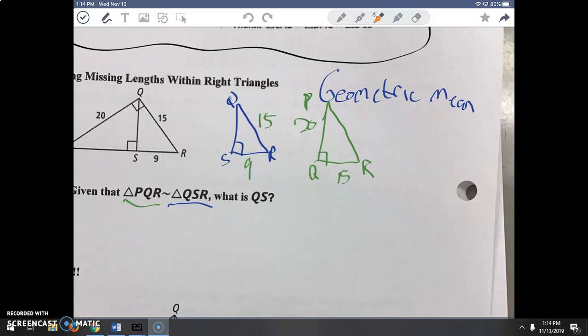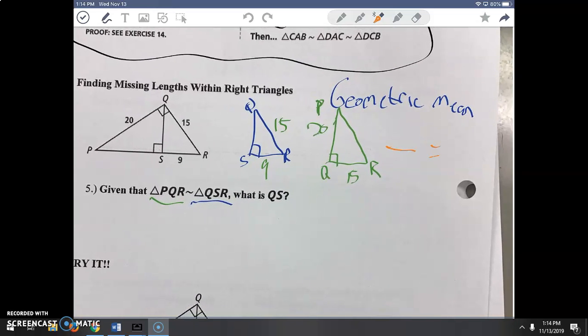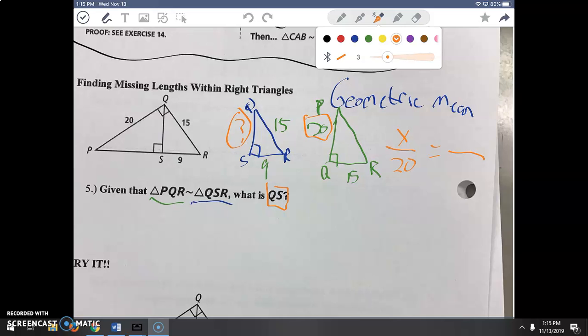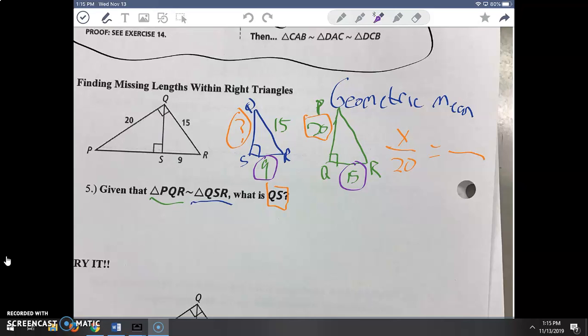If we try to draw a proportion, the part that we're trying to figure out is QS. That's going to be our X. In order to set this up, we use its corresponding part, which is the 20. So we can say X over 20. Now on the next part, what do both these triangles have in common? The 9 and the 15.